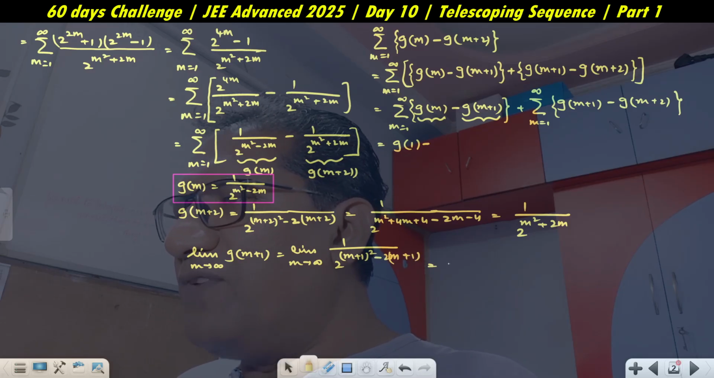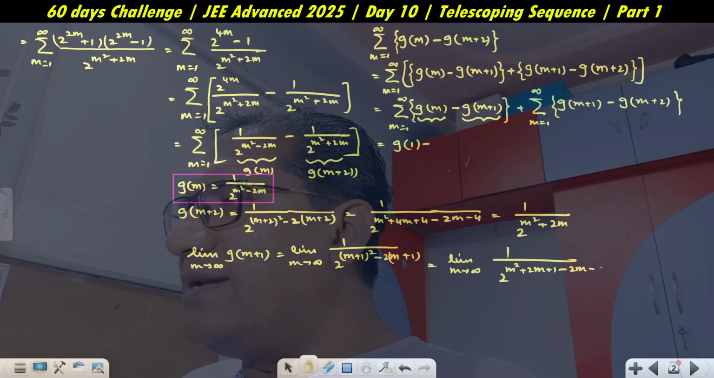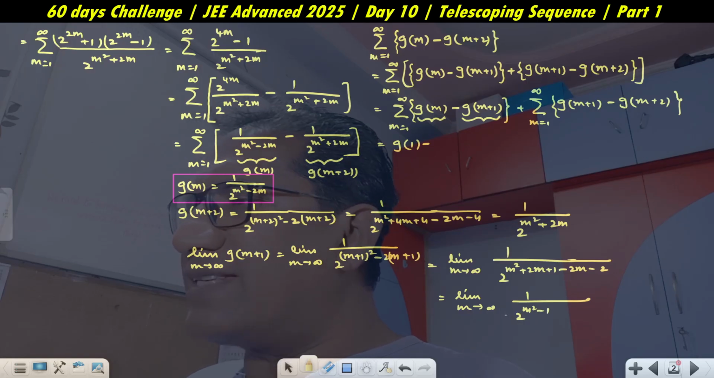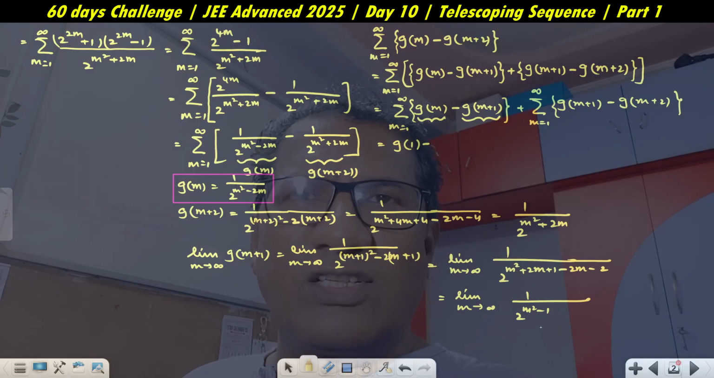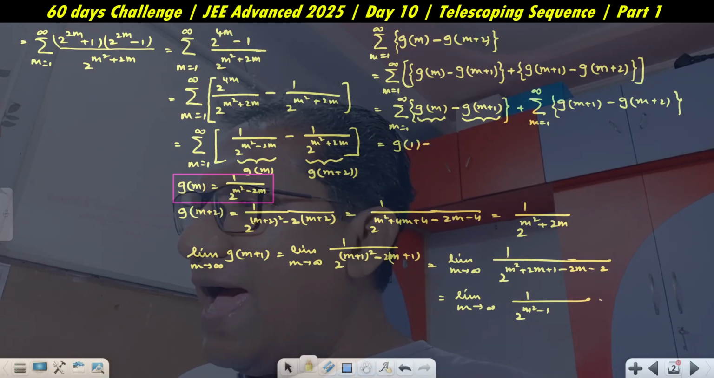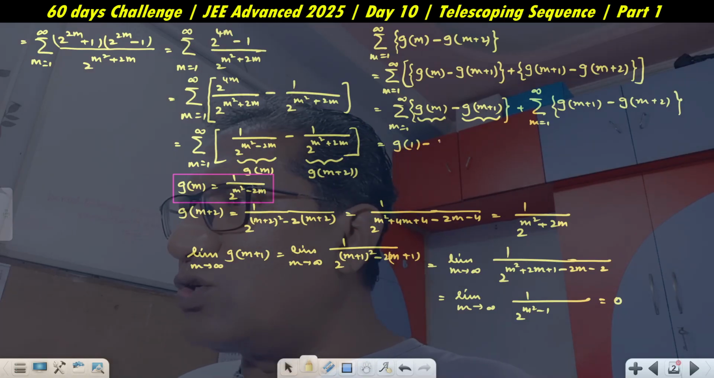Okay, so that will give us 1 over 2 to the power m square plus 2m plus 1 minus 2m minus 2. So that actually comes like 1 over 2 to the power m square minus 1, as m is tending towards infinity. So 2 to the power m square minus 1 is also tending towards infinity, and therefore it is tending towards 0. So this one will become 0.